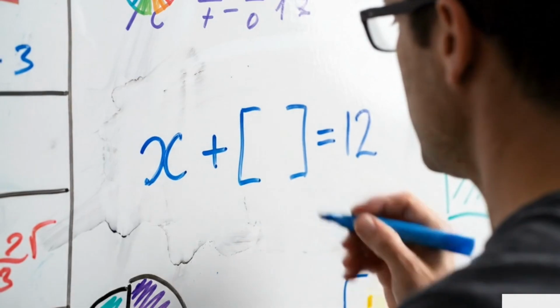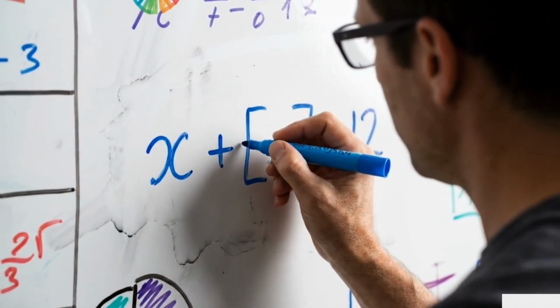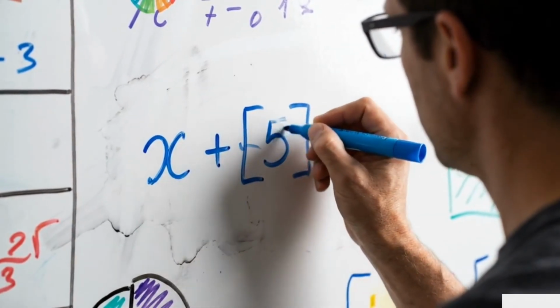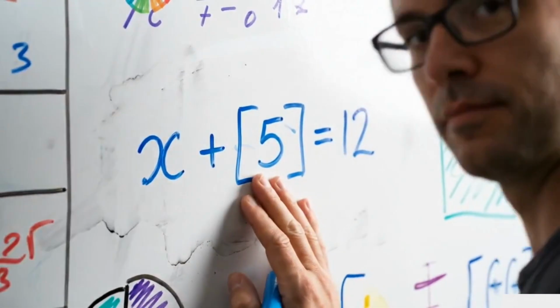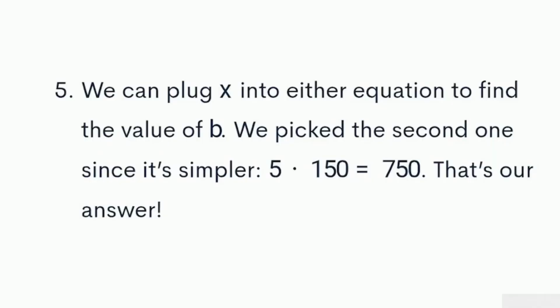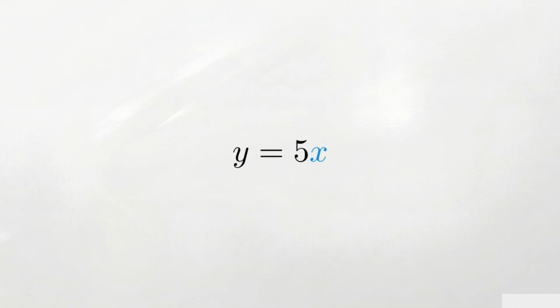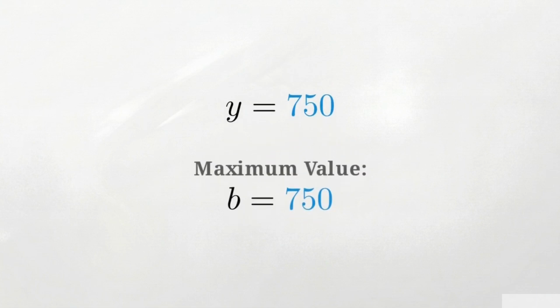To find y, we have one final step. We take our newly discovered x value and plug it back into either of our original equations. You can choose either equation, but tactically, you should always pick the simpler one. It minimizes the chance of making a careless arithmetic mistake under pressure. The second equation, y equals 5x, is much cleaner. So we drop our x value of 150 right into that spot. 5 times 150 gives us 750.